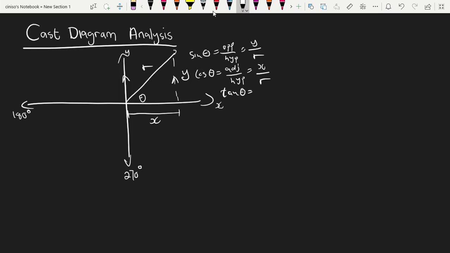And then the tan of theta is what? It's opposite over adjacent. What's the opposite? y. What's the adjacent? x. Very important. So now we're going to focus on 180 degrees and 270 degrees. So you want to focus on angles that lie in this third quadrant. So we now know that this is the third quadrant.